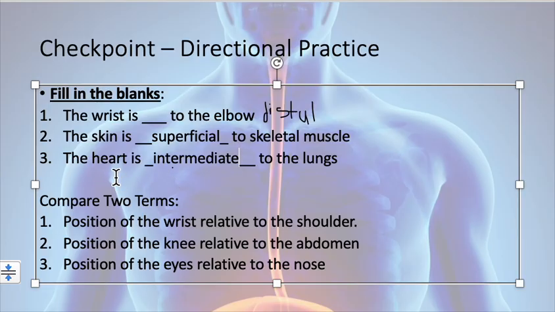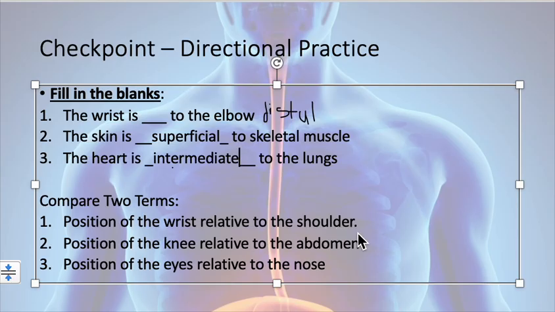You could also say, if we were just talking about one lung, such as the right lung, you could say that the heart is medial to the right lung or medial to the left lung, because the lungs are more lateral or closer to the sides of the body than the heart is. So the heart is medial to the left lung or medial to the right lung.